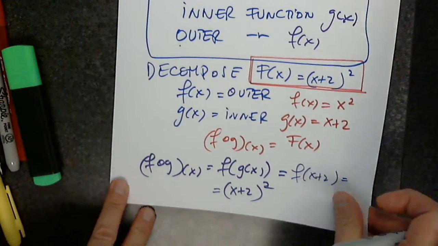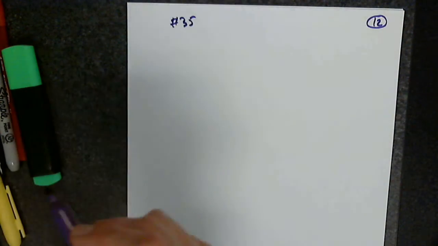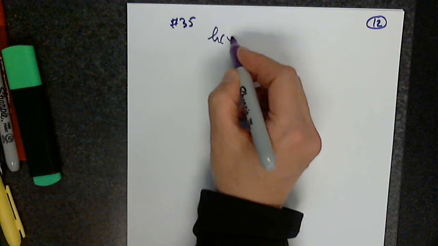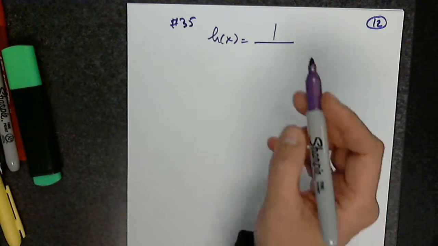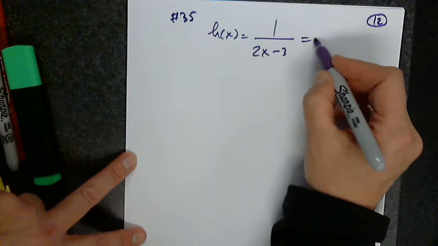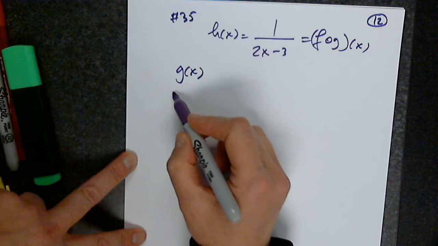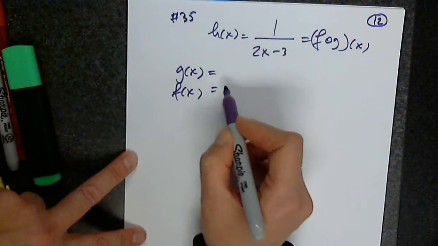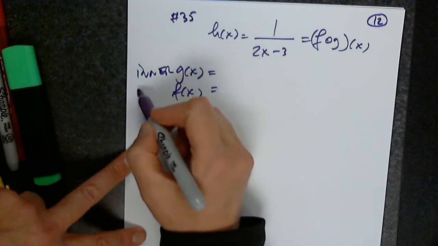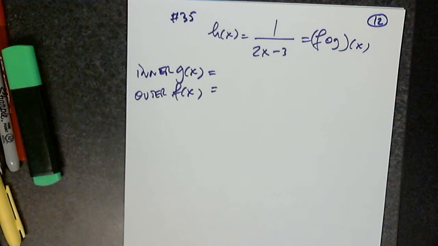Is 35. Same question. In 35 we have h of x, which is 1 over 2x minus 3. So we want to find f comp g. G of x will be the inner and f of x will be the outer. Inner, outer. So let's decompose this function to see how they created it.